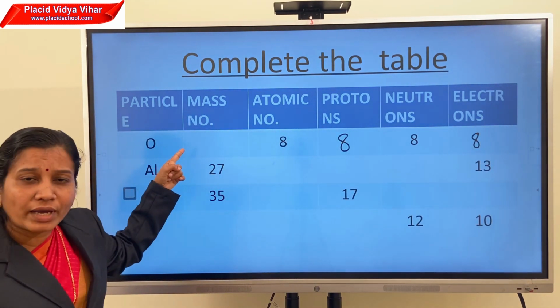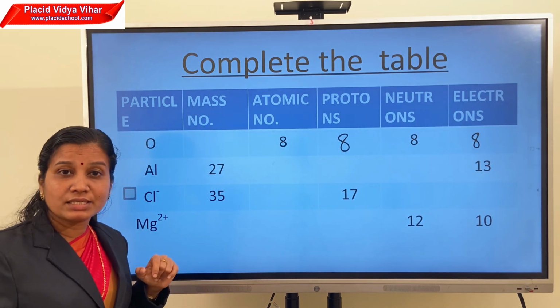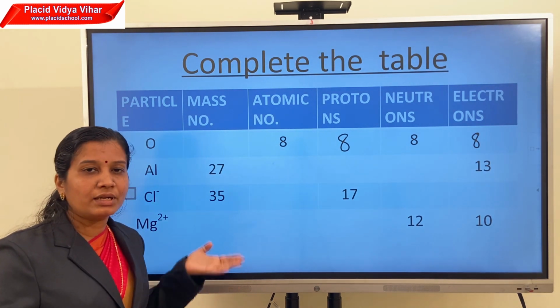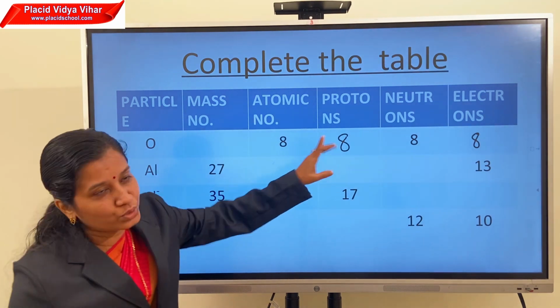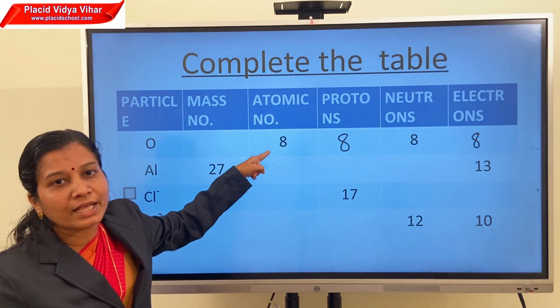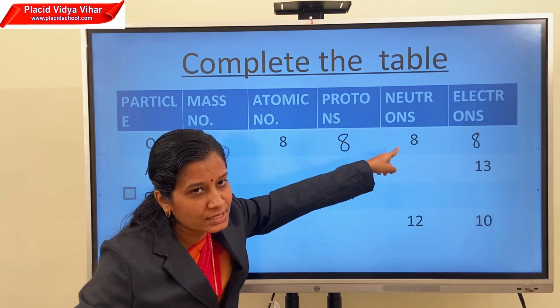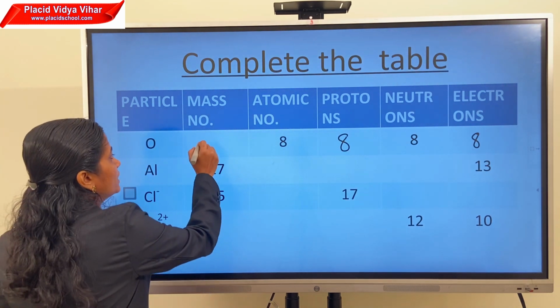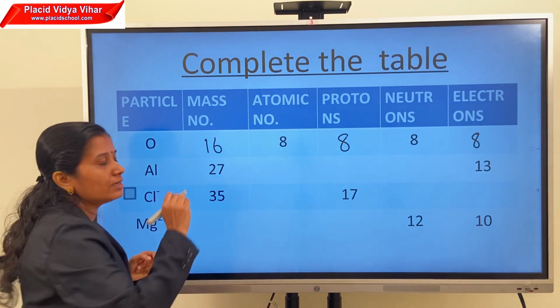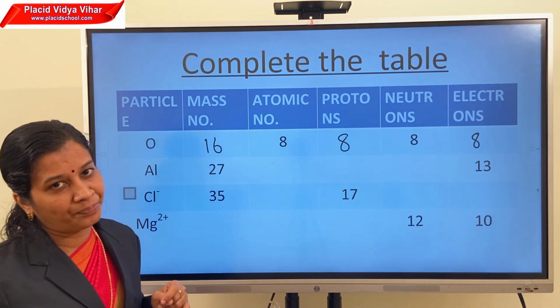Then how we can find out the mass number? Mass number is equal to what? Atomic number plus number of neutrons. So what is atomic number? 8. 8 plus 8. It is equal to 16. So 16 is the mass number of oxygen.